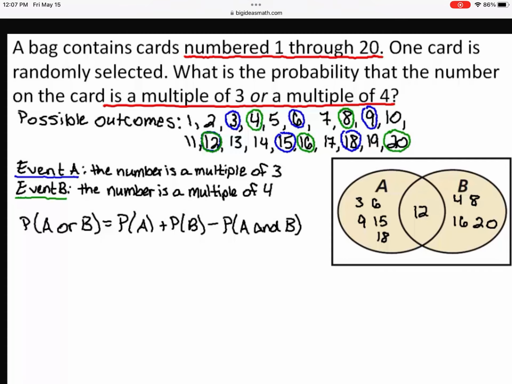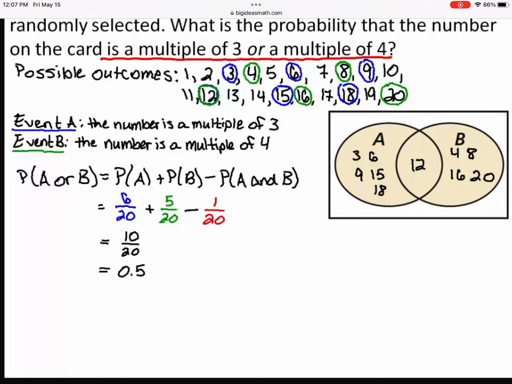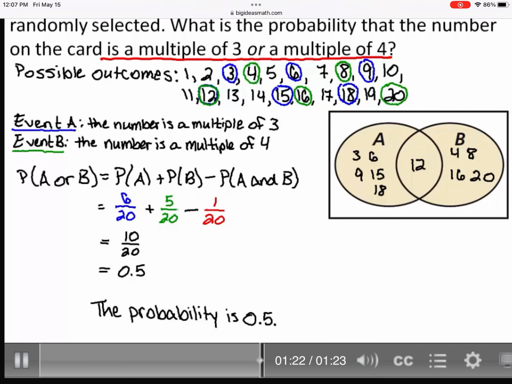The probability of event A occurring is 6/20. The probability of event B occurring is 5/20, and the probability of events A and B occurring is 1/20. 6/20 plus 5/20 minus 1/20 simplifies to 10/20ths or 5/10ths. So the probability is 5/10ths.